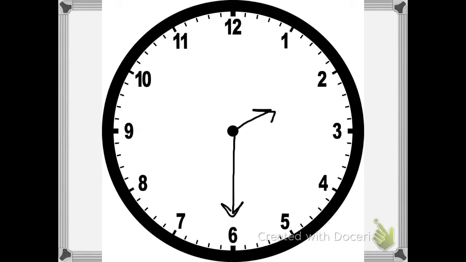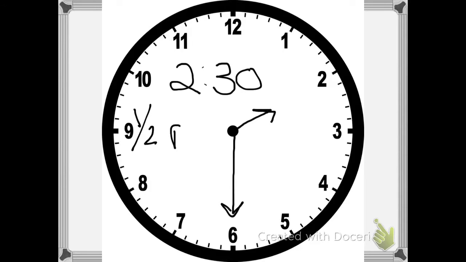So if I wanted to see what time it was, I would look at the hour hand, which tells me it's pointing to the 2, so the time would be 2. And then I see that the minute hand is on the 6, which means 30 minutes have gone by, so it's 2:30. Or I could say that it's half past 2, because half an hour has passed since 2 o'clock.